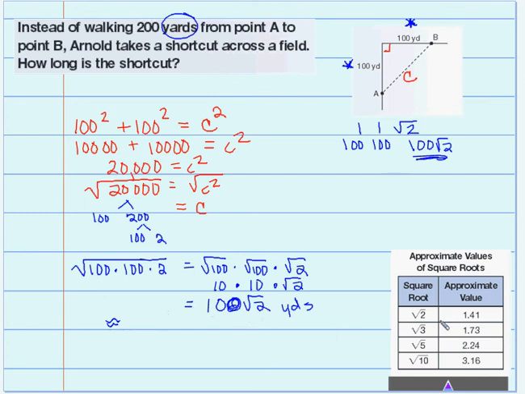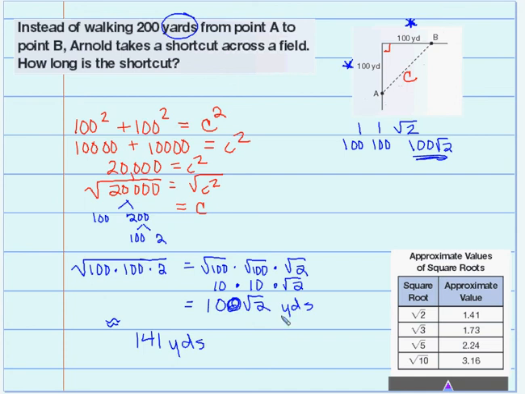So I will take 100 times 1.41 to get, moving the decimal 2 places, 141 yards. So it's approximately 141 yards. So instead of walking 200 yards, he's walking approximately 141 yards across that field, proving that the shortest distance is always directly between the 2 points.